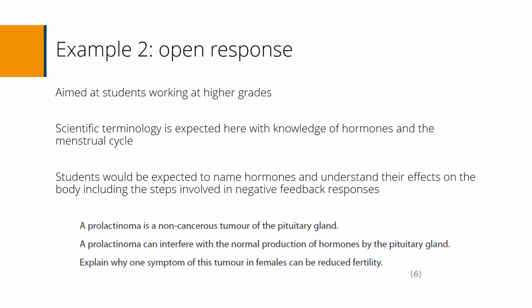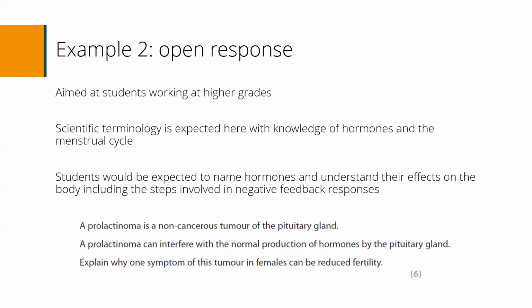The question is: a prolactinoma is a non-cancerous tumour of the pituitary gland. Prolactinoma can interfere with normal production of hormones by the pituitary gland. Explain why one symptom of this tumour in females can be reduced fertility. There are lots of things they need to be able to process and then explain. It's a typical AO2 question, but also an open response question. So these are the sorts of things they might expect to have. Okay, moving on.